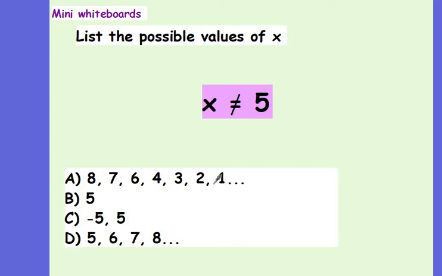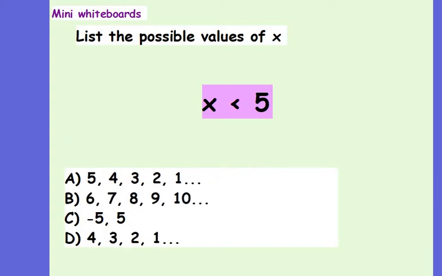How about now? So this time we've said x cannot be equal to 5, but it could be any other number, so the answer I was looking for is A. How about now? A, B, C or D in your light blue books? Okay, this time we're saying x is less than 5, but it cannot be equal to 5, so it cannot be A. It's got to be D.